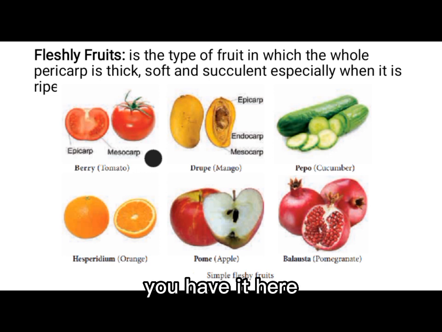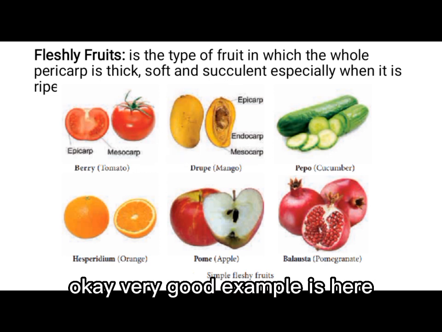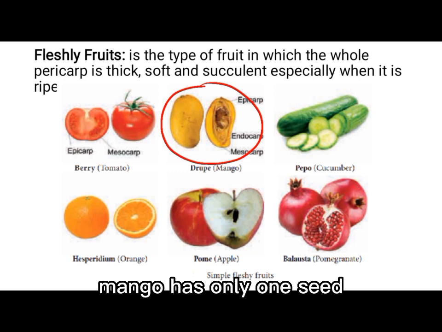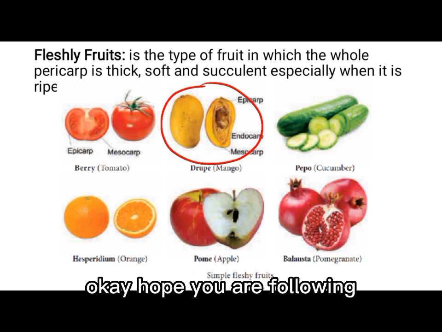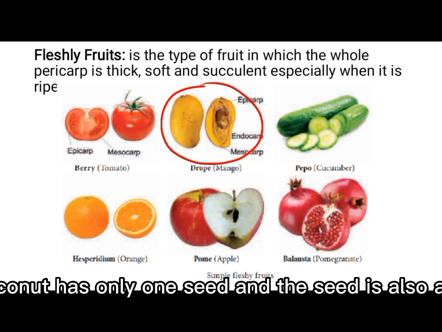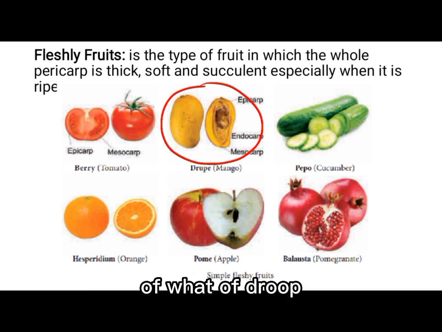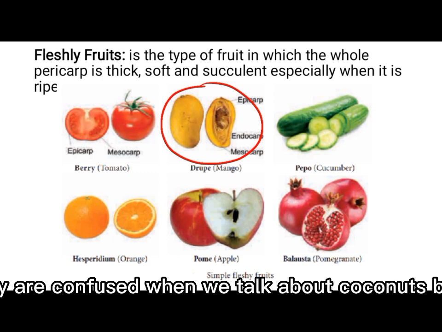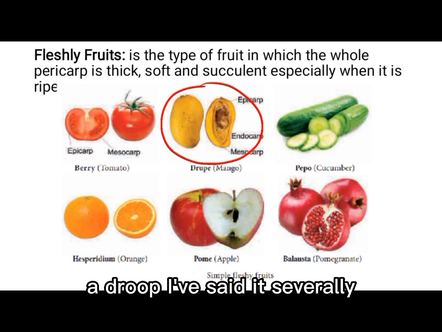Very good example, you have it here. Mango has only one seed, and the seed is hard. That is a drupe. Hope you are following. Another good example is coconut. Coconut has only one seed, and the seed is also hard. That's also a very good example of a drupe. Many are confused when we talk about coconut being a drupe.